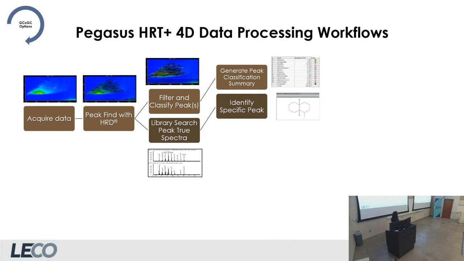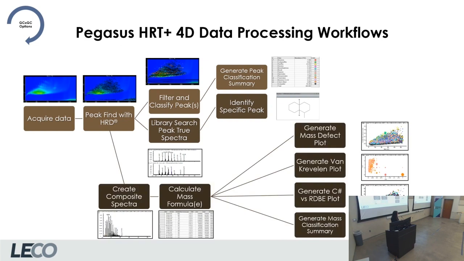And so that's kind of the workflow that I've shown for pyrolysis oils that you can do on the BT, right? You can acquire your data, you can do your peak find, you can filter and classify your peaks, you can identify specific peaks, a lot of power and the ability to do things. But with the HRT, we also have the ability to create composite spectra and look at things like mass defect plots, calculating those mass formulas and getting accurate compound identification. And so with these mass defect plots and Van Krevelen plots, we can zero in then on some things that might have slightly different elemental mass defects that might also be interesting.